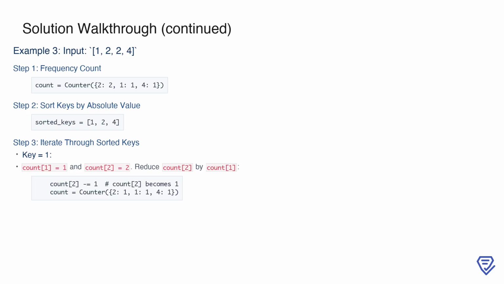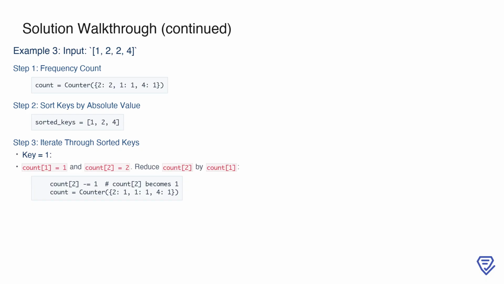In the third example, we consider the input [1, 2, 2, 4]. The frequency count for this array is count = Counter({2: 2, 1: 1, 4: 1}), showing that the number 2 appears twice, while 1 and 4 appear once each.